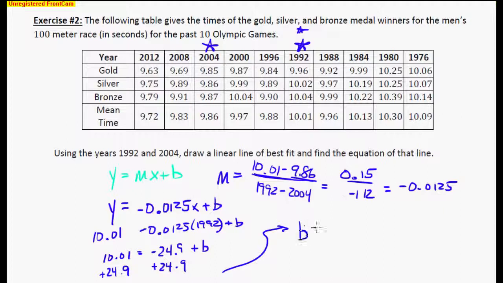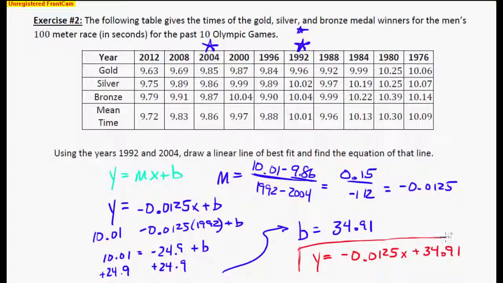And what am I going to get for b? I'm going to get 34.91. So that means my equation is going to look like this, plus 34.91. Which again, in this problem, I don't think the y-intercept would really mean anything, other than that would be your predicted time if you went back to year 0. You know, what does that really mean? Doesn't really mean much in this problem. But same idea as the previous example there.